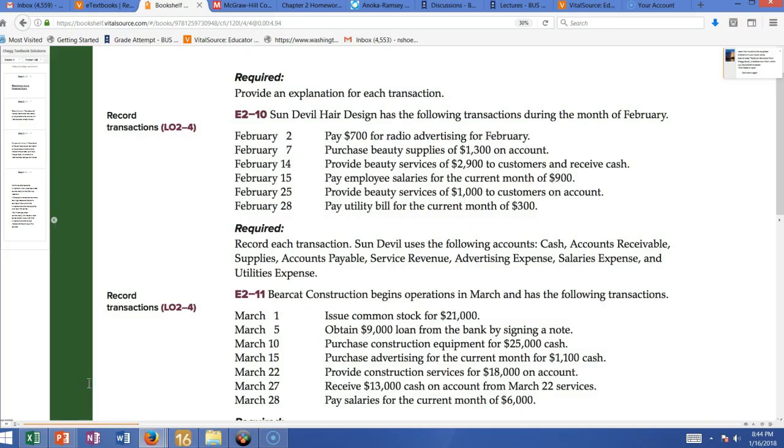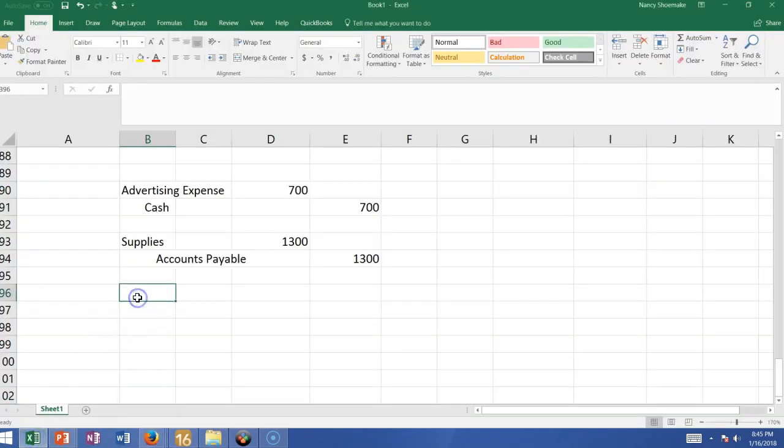Next. Who wants to take February 14th? Read it. Provide beauty services of $2,900 to customers and receive cash. So cash is debited. Service revenue is credited $2,900. Okay. Next.